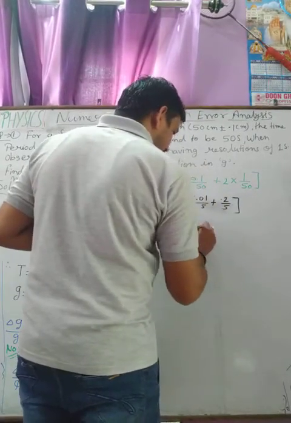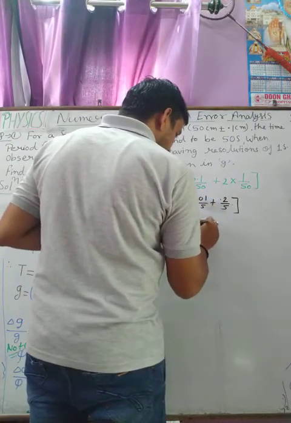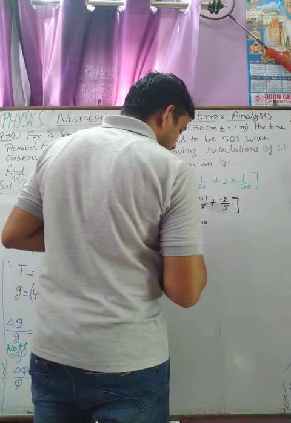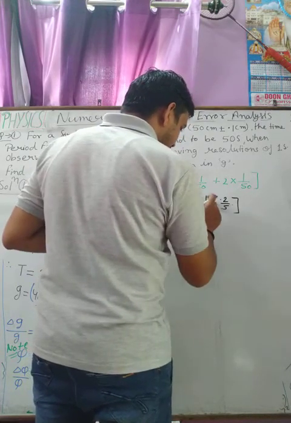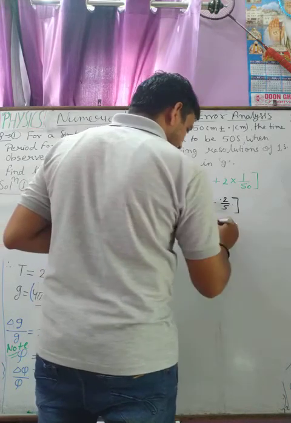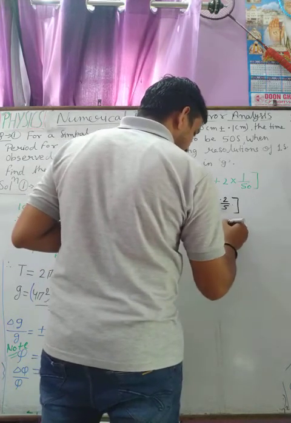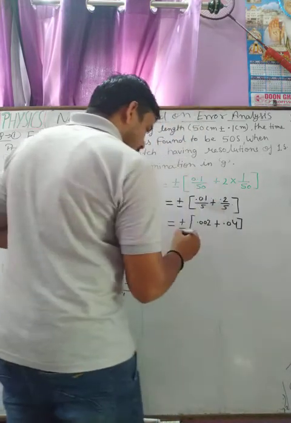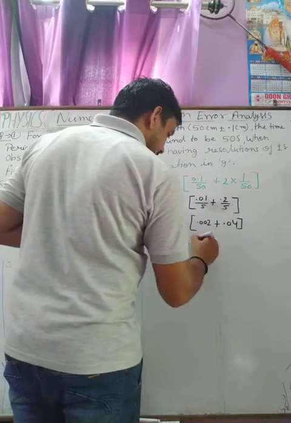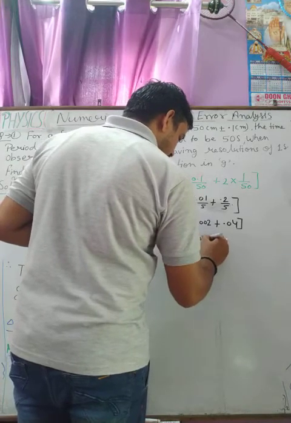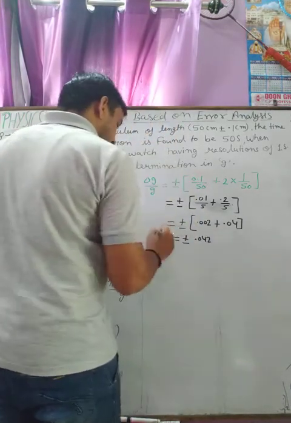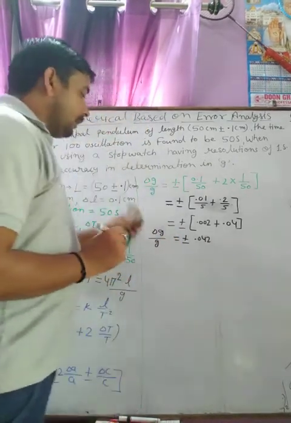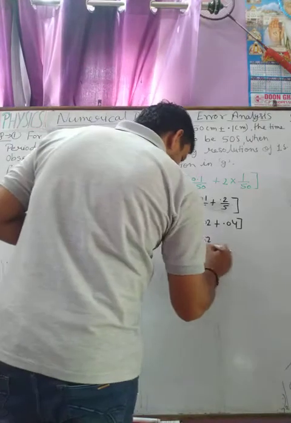Now on solving we get 0.0, 0.002 and plus 0.04. So we get, student, plus minus 0.042 error in G. Okay, now we need to calculate the percentages.